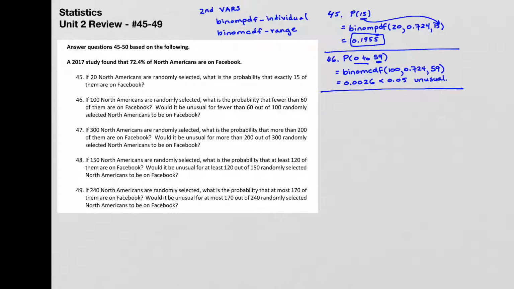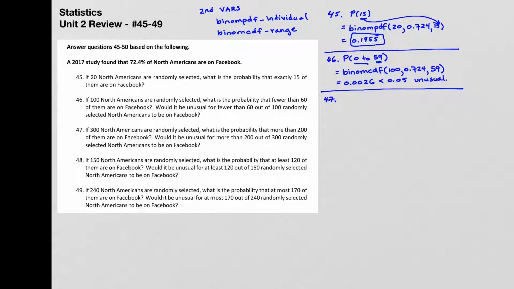And that solves that problem. So that's a pretty straightforward problem. Now let's take a look at 47. Oops, 47. And this is a little bit more complicated.